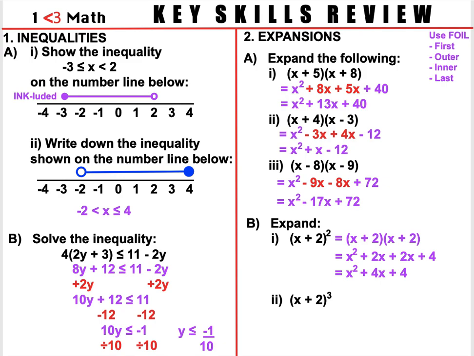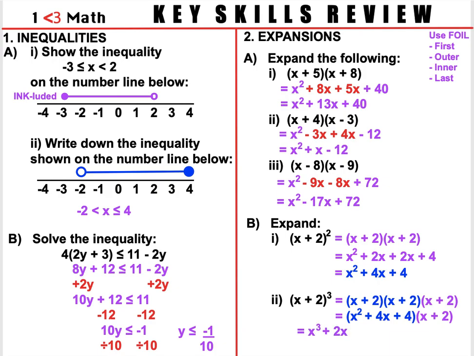Now, finally, we've got the bracket cubed. Now that's going to be the bracket times the bracket times the bracket. So it's going to be x plus 2, x plus 2, x plus 2. Now we've just done x plus 2 multiplied by x plus 2, so we can take that and substitute it in. So we've worked that part of it out, and then we've just got to multiply it by x plus 2 again.